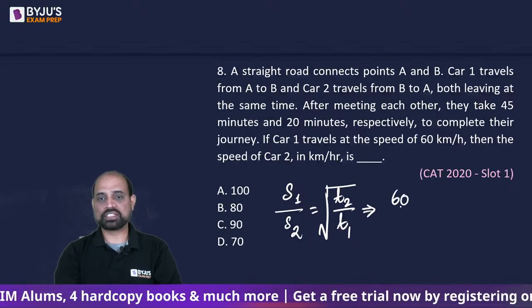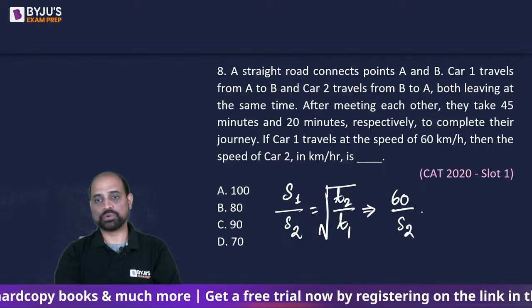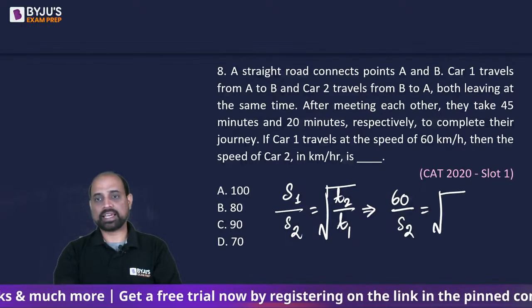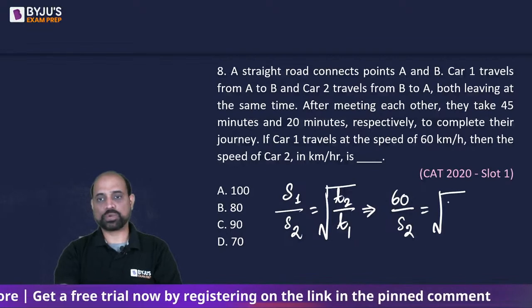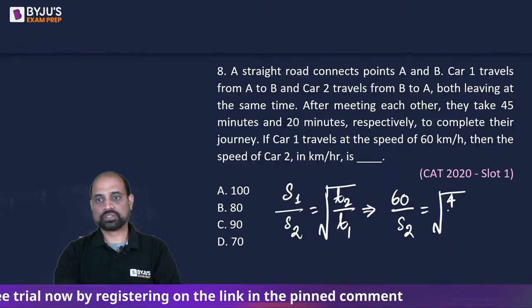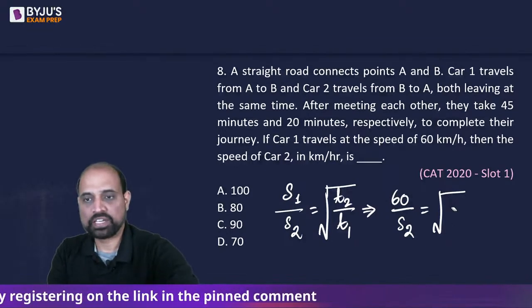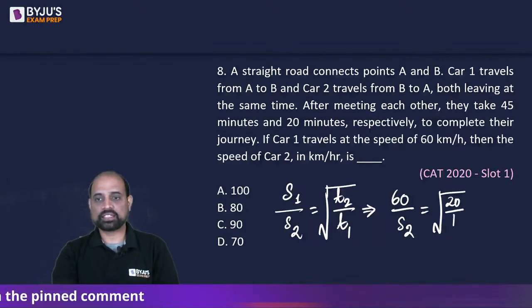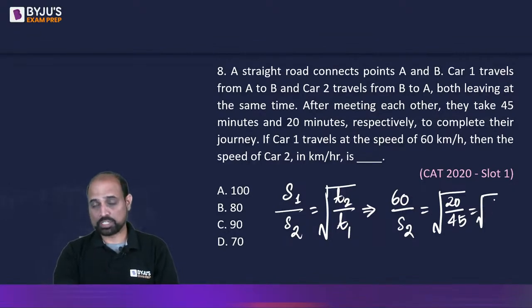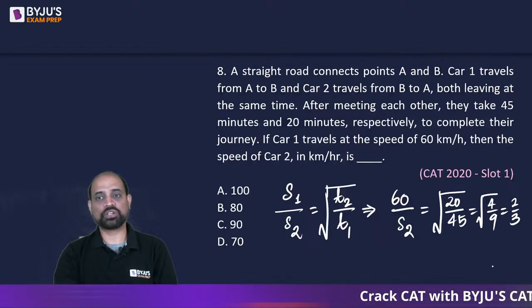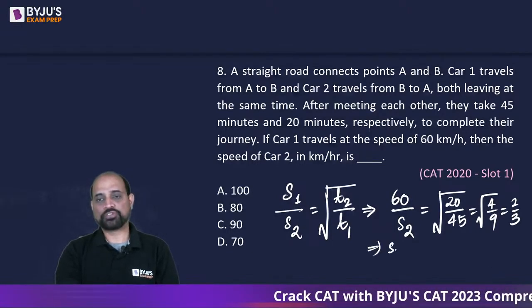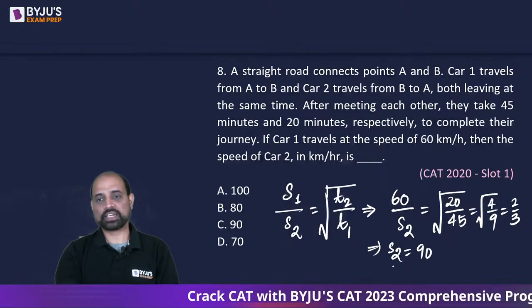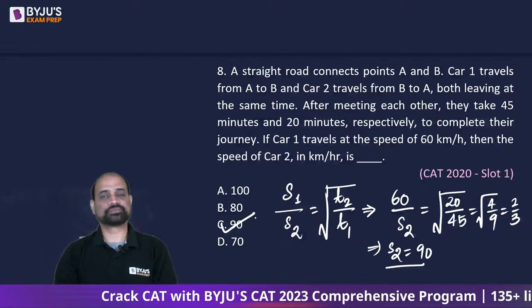Speed of car 1 is 60, speed of car 2 we don't know, and second time is given as 20 minutes. So पहले simplify नहीं करते हैं, पूरा लिख लेते हैं. So this is given as 20 and this is given as 45. Now, under root 20 by 45, they both are divisible by 5. So we get 4 upon 9 ka square root, which gives us 2 upon 3. If you try to find out the value of S2, you will be getting 90.